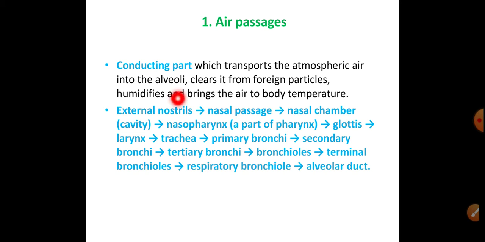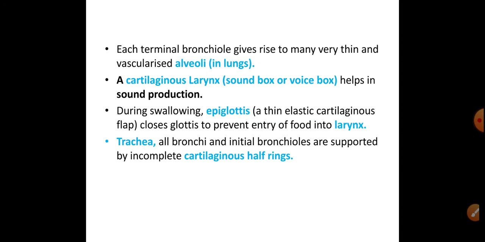So which is the conducting part? What are the air passages? External nostrils, through which you take in the air, atmospheric air. Then it goes to the nasal passages, to the nasal chamber, and to the nasopharynx, a part of the pharynx. It is the connection between the nasal chamber and the pharynx. Then it goes to the glottis, then the larynx, then the trachea, then the primary bronchi, secondary bronchi, tertiary bronchi, after that the bronchioles come, then the terminal bronchiole and the respiratory bronchiole. After that you will have the alveolar duct. So all this is your air passages.